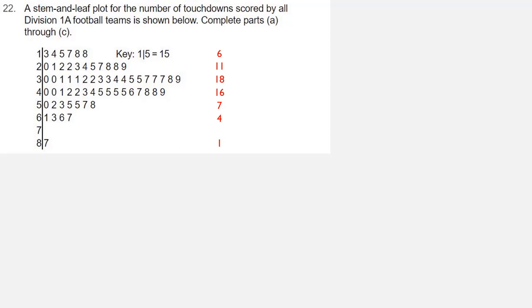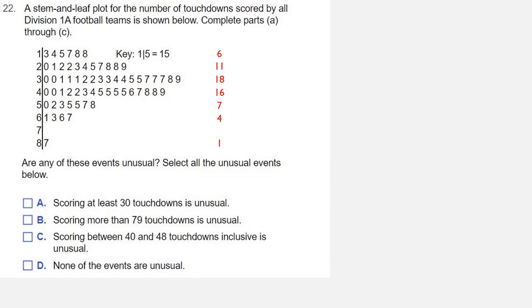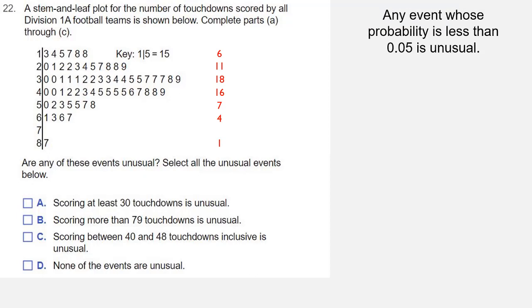Then we're asked, are any of these unusual? Select all the unusual events. Well, our parameters for being unusual is any event that has a probability of 0.05 or less. So probability of at least 30 was 0.730. That would not be considered unusual.